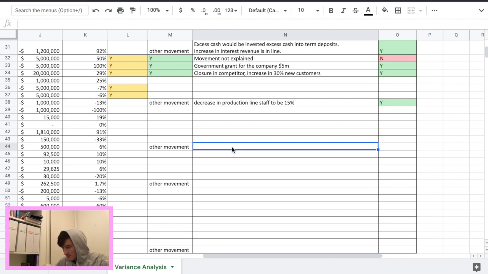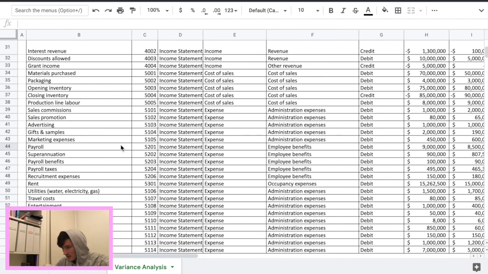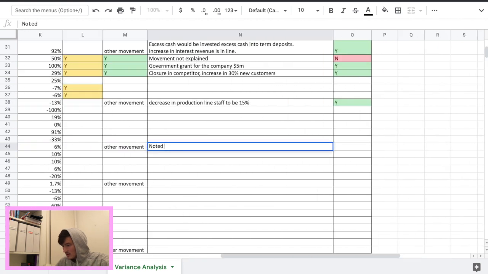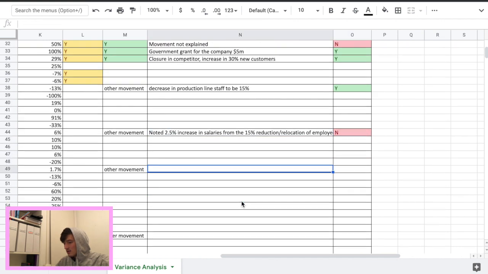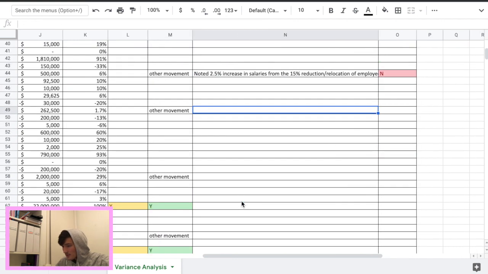6%. So this is the payables, right? Payroll, yeah. 2.5% increase in salaries from the 15% reduction. It seems like this doesn't quite work to me. I think the difference is too large. Okay, moving on.